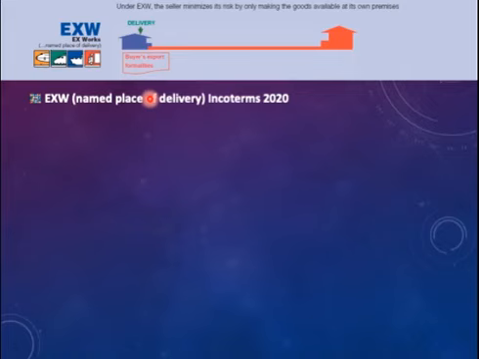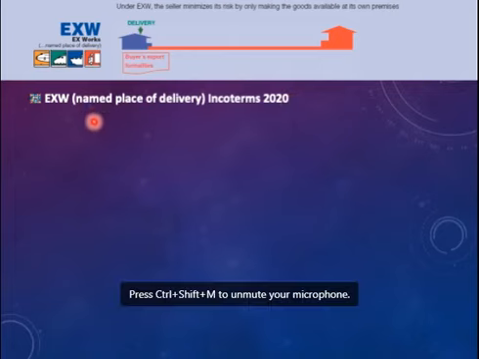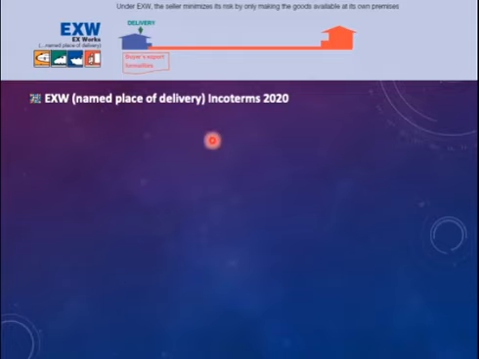Cái thuật ngữ tiếng Việt của nó là giao tại xưởng, rất là dễ hiểu, là giao hàng tại cái xưởng của mình là xong, đúng không? So when you stipulate this term in your contract, you should write as follow: X work, EXW, named place of delivery, Incoterms 2020. So named place of delivery here is your premises, right? Your warehouse. So you put the name of place delivery here.